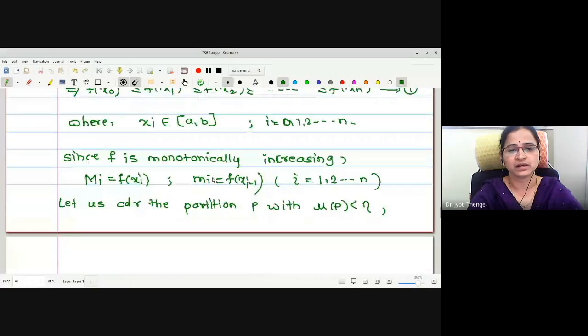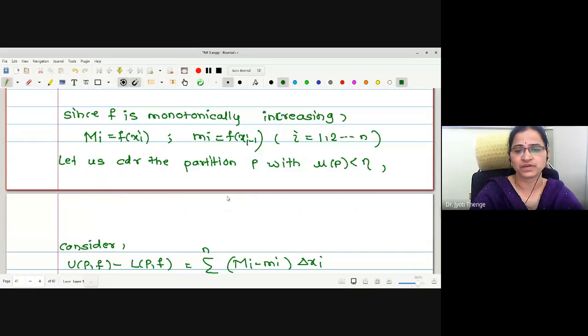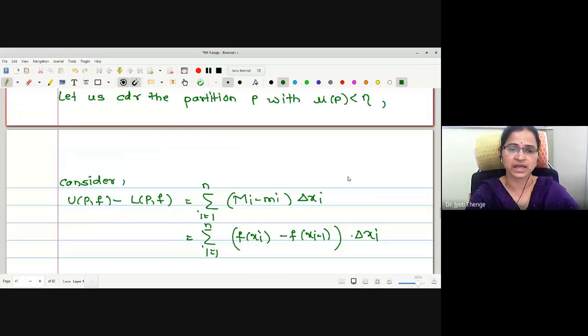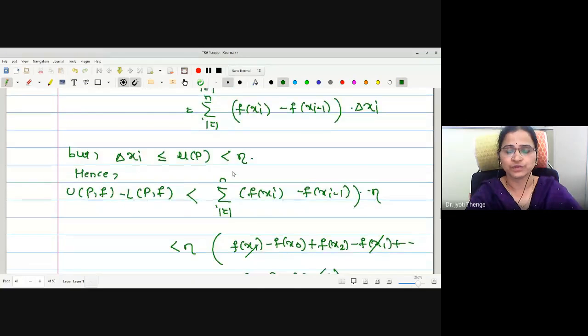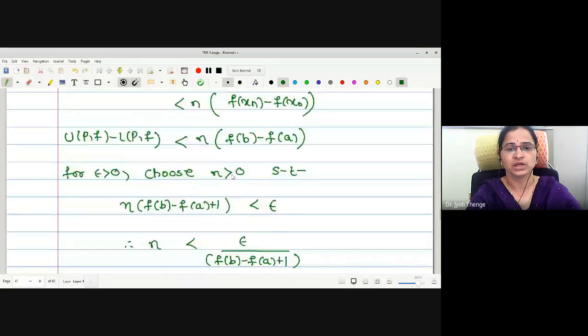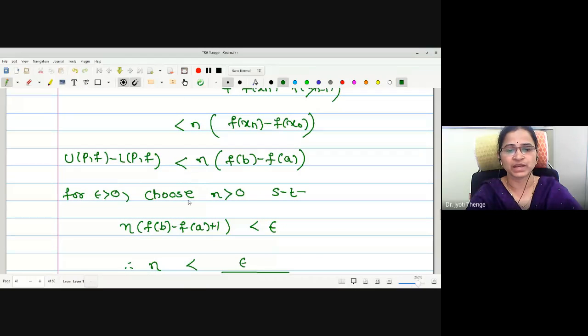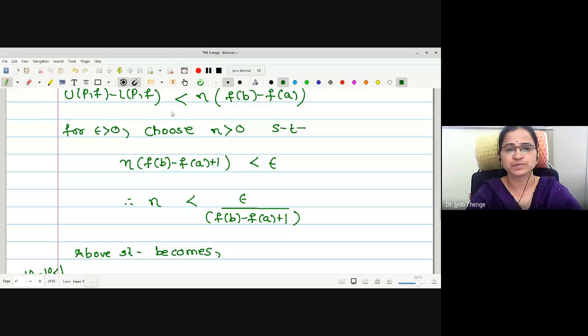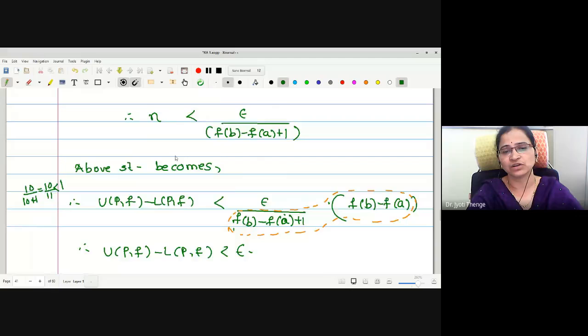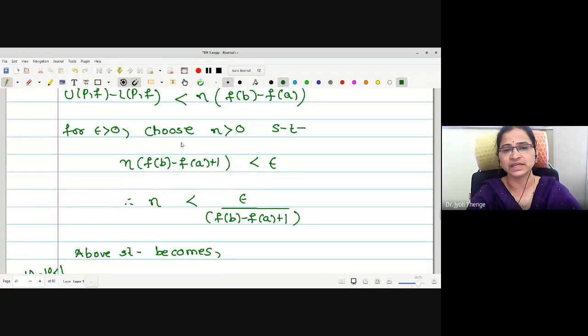We started the proof by considering the function to be monotonically increasing. Knowing this, we noted the values of capital Mi and small mi, which are respectively f of xi and f of xi minus 1. And this we have written for the partitions P with norm less than eta. Again, with a few mathematical steps, we have proved that U(P,f) minus L(P,f) is less than epsilon.